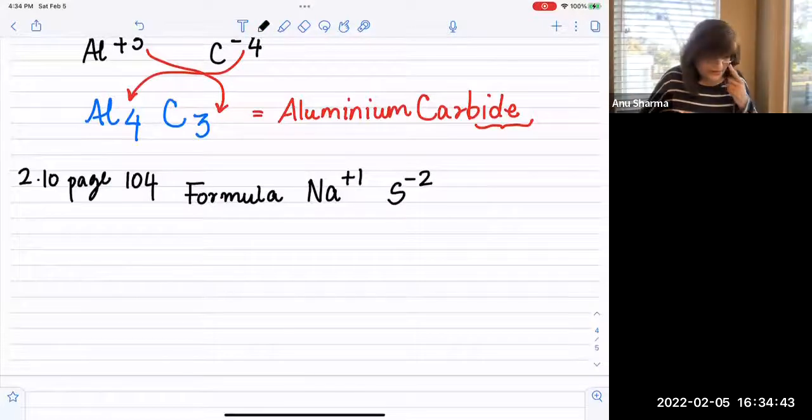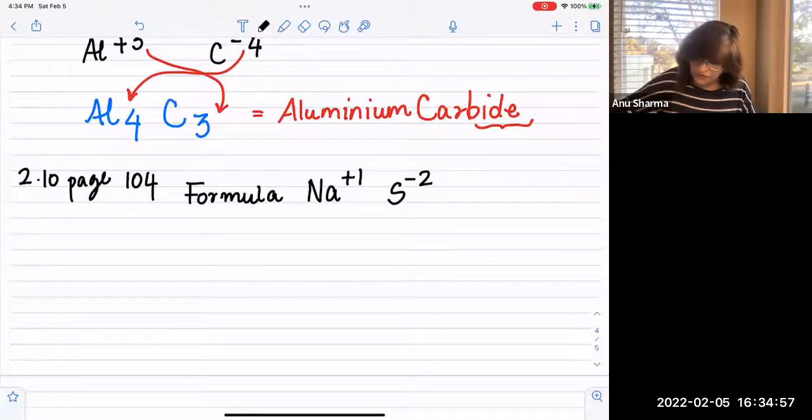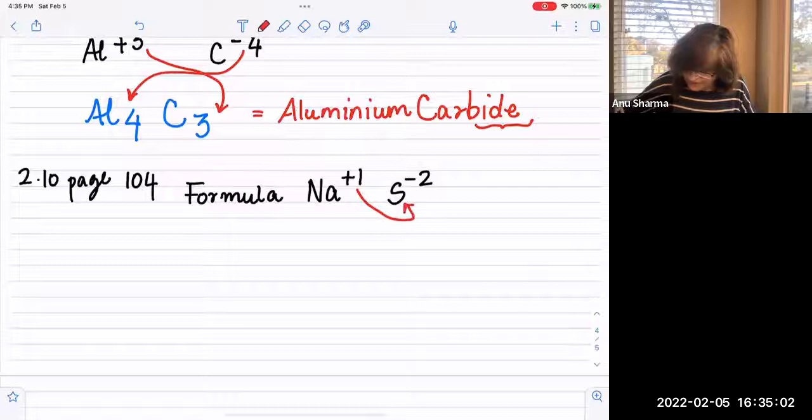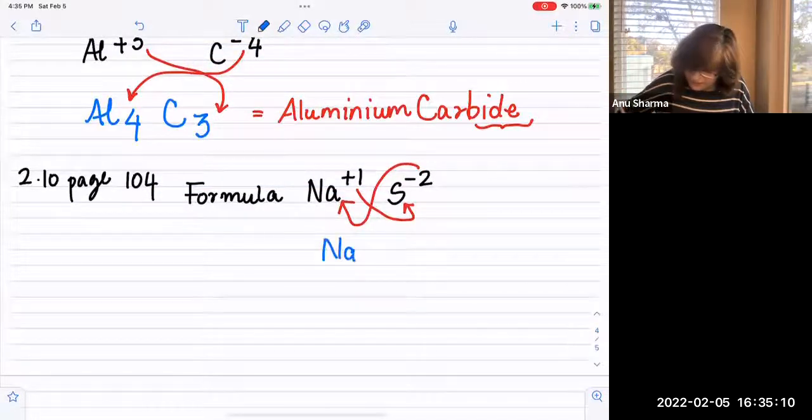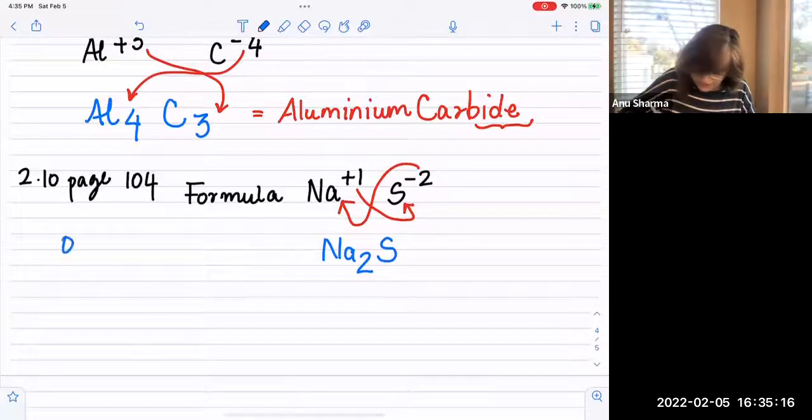Okay, so the problem is on page 104, 2.9, and they're saying predict the formula of the ionic compound formed between sodium cation, that is Na+, and sulfide anion, S2-. So what is formed? Again, this number comes here and this number comes here. So what do we get? Na2S, and then 1.